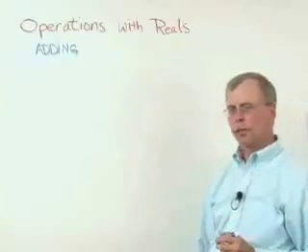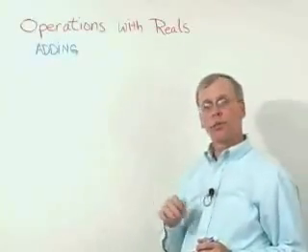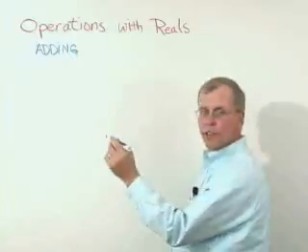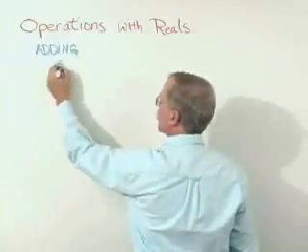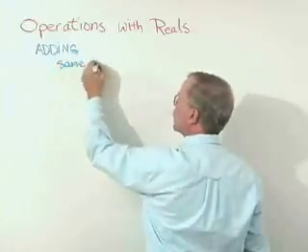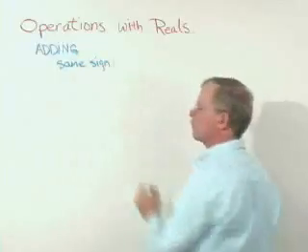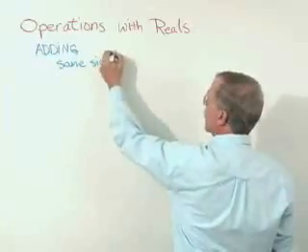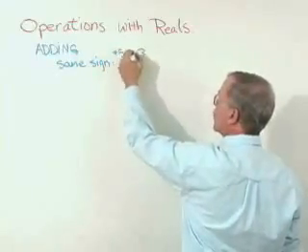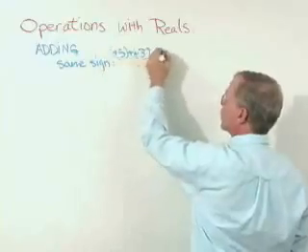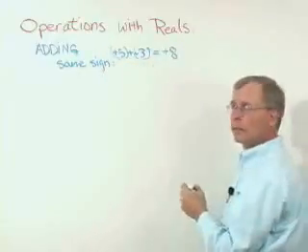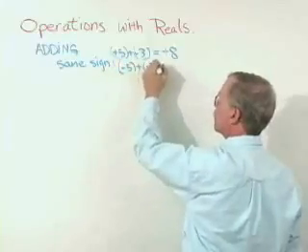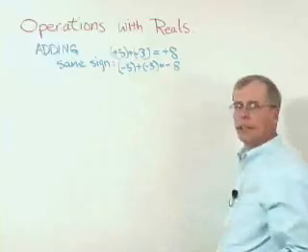Adding real numbers follows the same rules as adding integers. Basically, we have two different situations to consider. If they have the same sign, what happens when we add two numbers together? If we look at an integer example, adding 5 and 3 gives positive 8. Adding negative 5 and negative 3 gives negative 8.